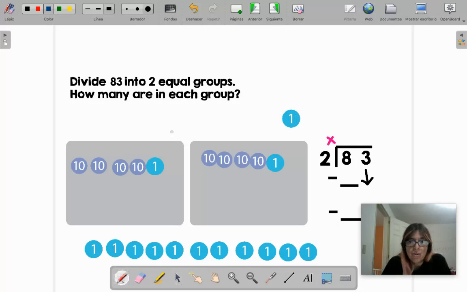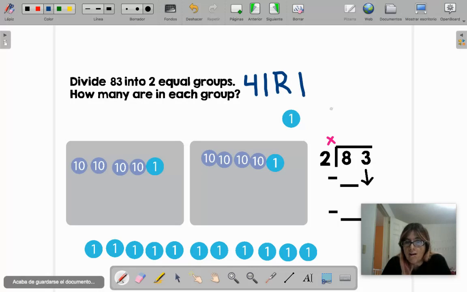My answer here would be, how many are in each group? 10, 20, 30, 41. So I have 41 remainder. Remember we put an R, 1. 41 R1, 41 remainder 1.